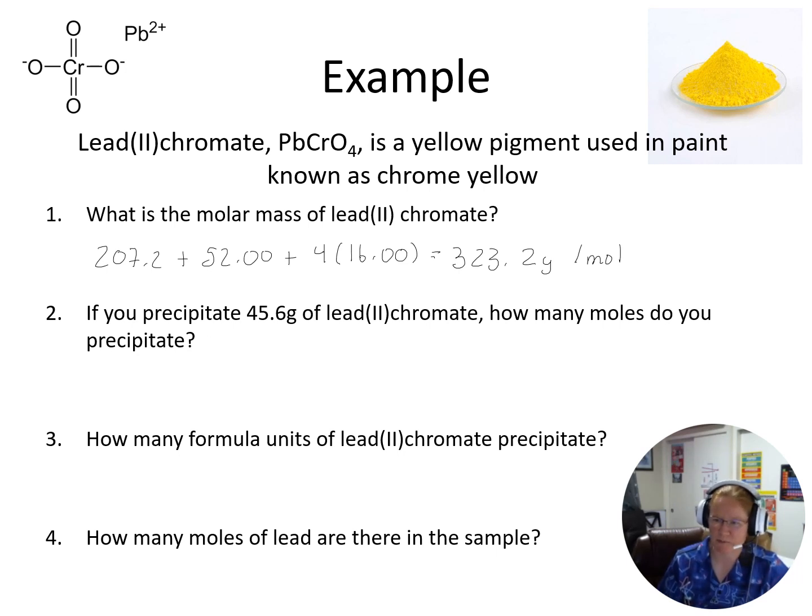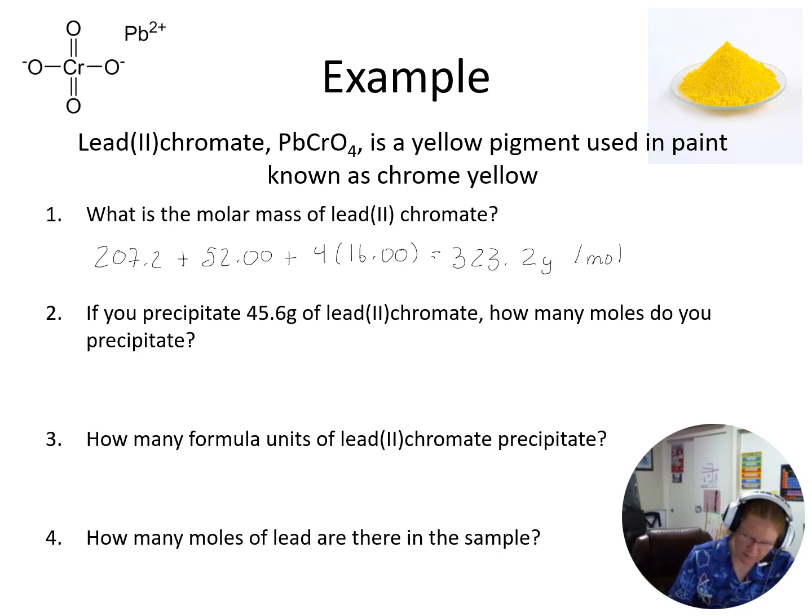Okay, so this says if you precipitate a certain number of grams of lead-2 chromate, how many moles do you precipitate? So when we precipitate something, if I have a reaction and I mix 2 things together and I have a solid that comes out of solution when I mix those 2 things together, that solid is called a precipitate. And so if I am trying to make this by mixing things together and I precipitate out, that is my solid lead-2 chromate.